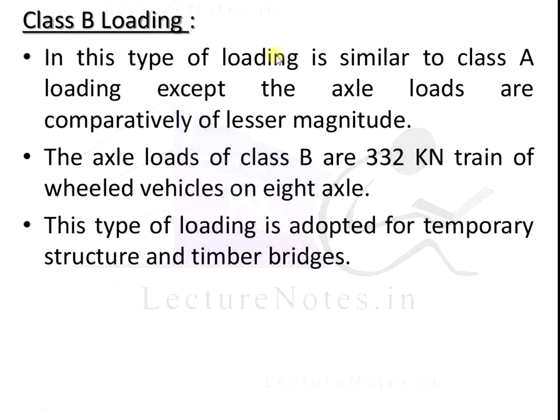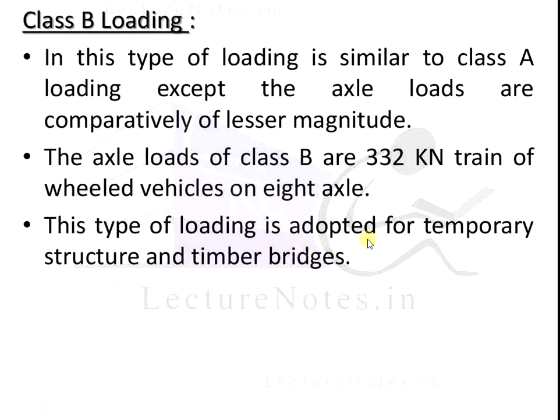Next, class B loading. This type of loading is similar to class A loading, except the axle loads are of comparatively lesser magnitude. The only difference is the lesser axle loads. The total axle load of class B is 332 kN, a train of wheeled vehicles on 8 axles.